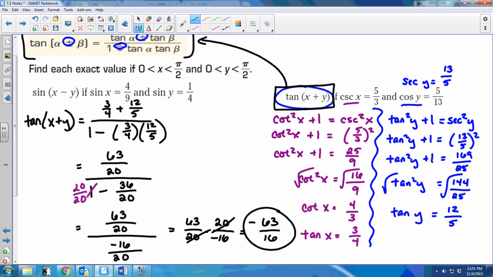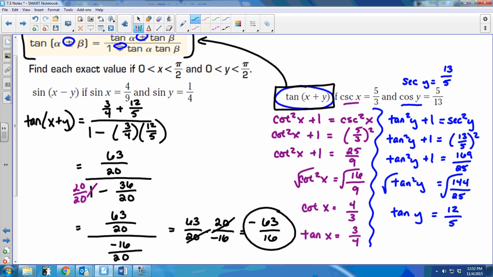Questions on where I got negative 63 over 16? Is it about learning target 5? Okay, then hold on a second. So the first part of learning target 5, you have to use the unit circle to find angles that add up to a certain amount. In the second half, they give you specific information, and you have to find the extra information to fill out the identity. So it's using the same identities, just different stuff given to you. And lots of work, but I warned you about that ahead of time.